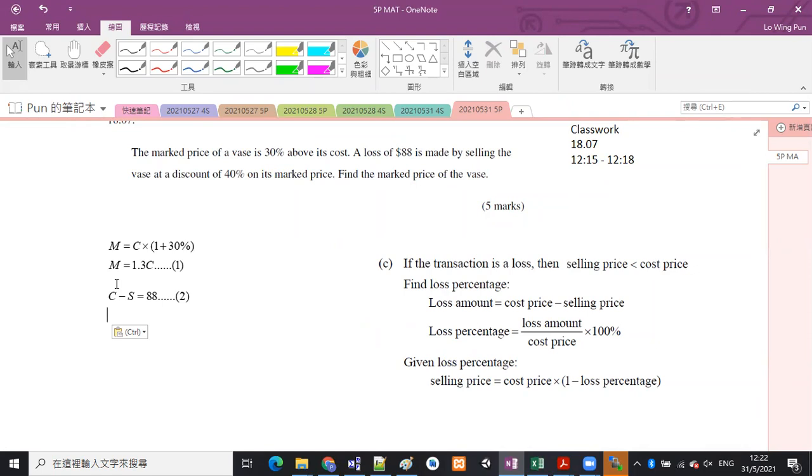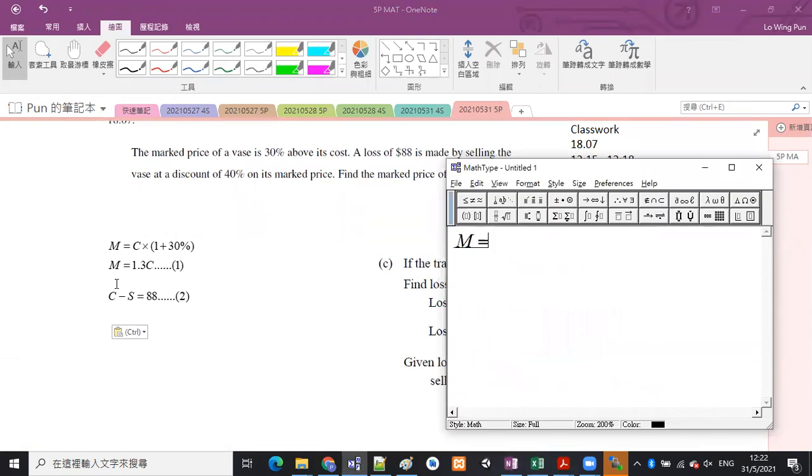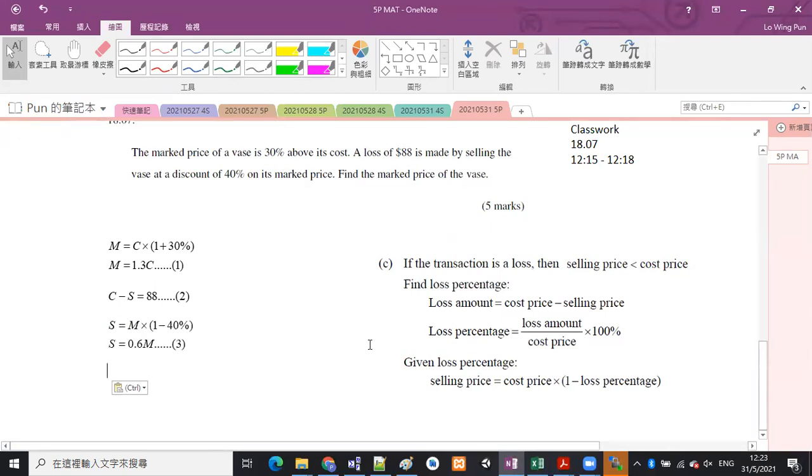And finally, there is a 40%. What is that 40%? It's a discount percentage, right? So now we know the discount percentage, and we need to set up the equation using this. So the selling price is equal to mark price times 1 minus the discount percent, that is 40%. So S is equal to 0.6 M. That is equation 3. It's okay?